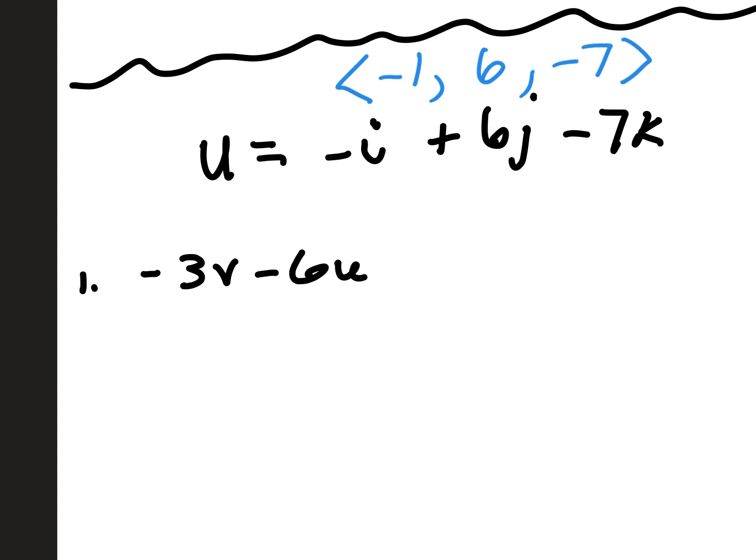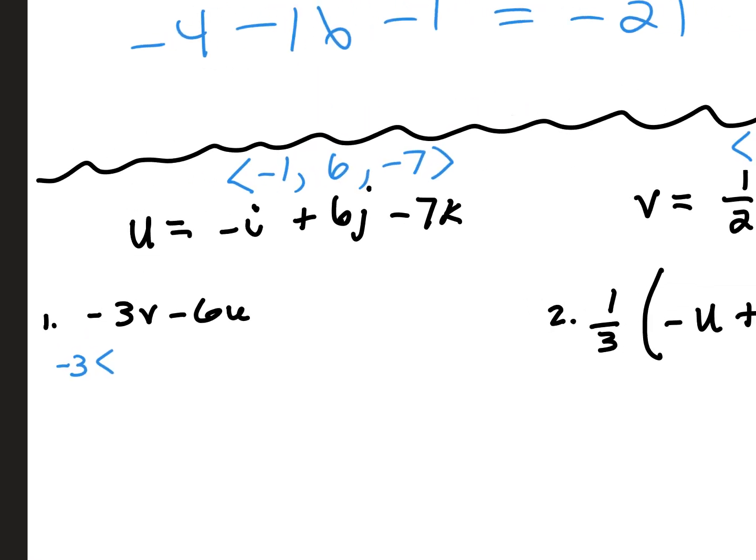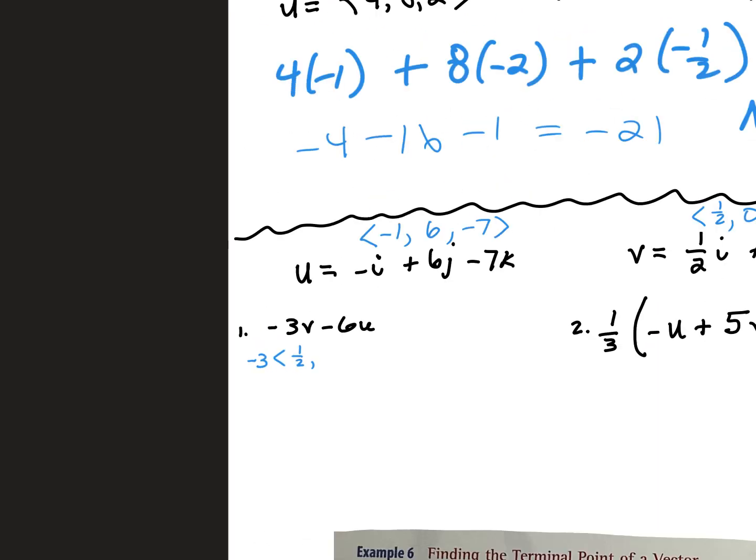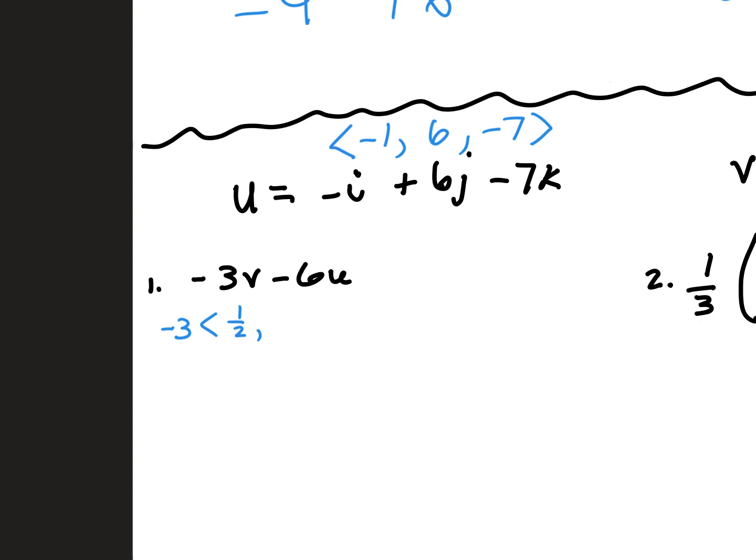2 things. We're going to distribute -3, right? Distribute the -6 and then combine them. So I would go ahead and write -3 and then put your vector V. Look at the order. It's not U and then V. It's V and then U. So it's what? 1/2. What did we say it was? 1/2, 0, 12? And then I have -6 into U, which is -1, 6, and -7.